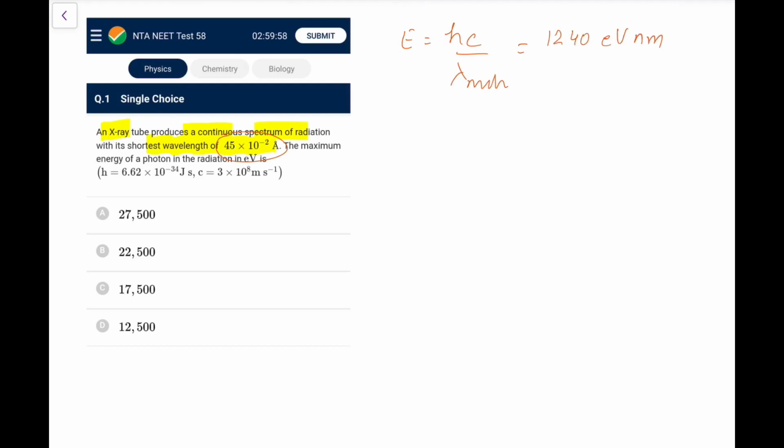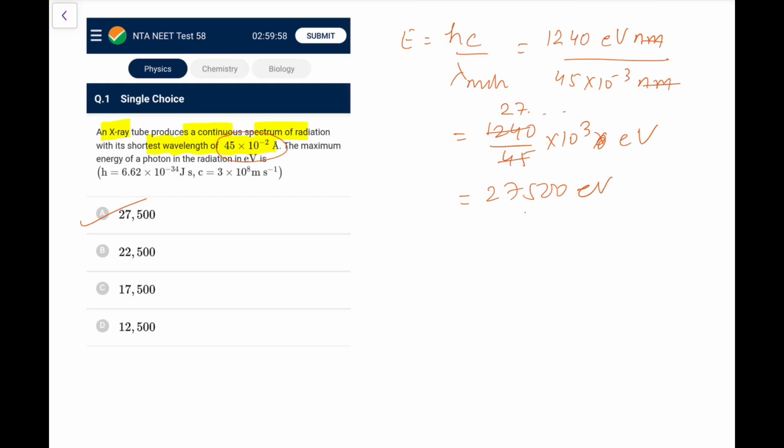So 1240 eV nanometer, if I convert 45 into 10 to the power minus 2 angstrom, that means 45 into 10 to the power minus 3 nanometer. So what we have is 1240 upon 45 into 10 to the power 3 eV. You have to write it in eV, okay? This is approximately what we'll do. 340 is approximately 45 into 7.5, so 27 point something would be the answer. We'll go for 27,500 as per these options. It would be close to 27,500 electron volts.